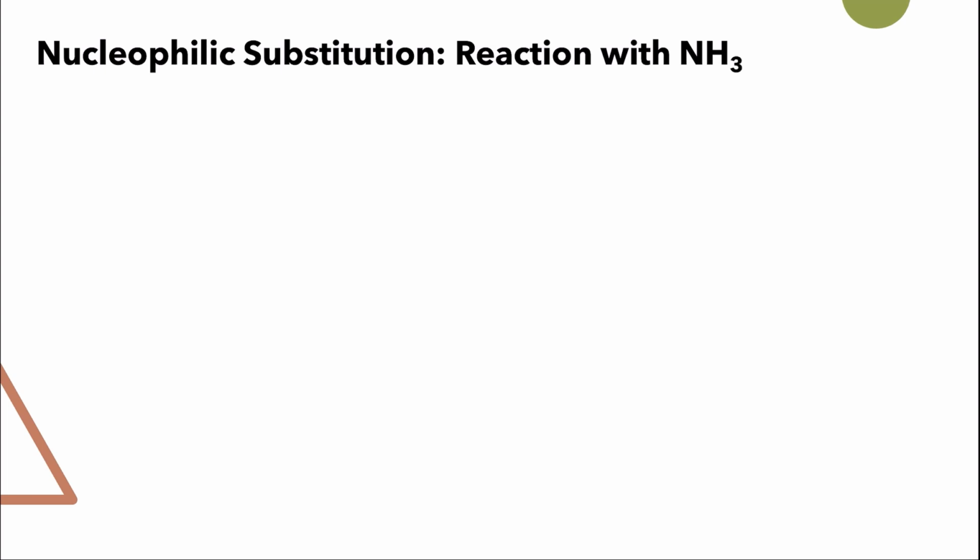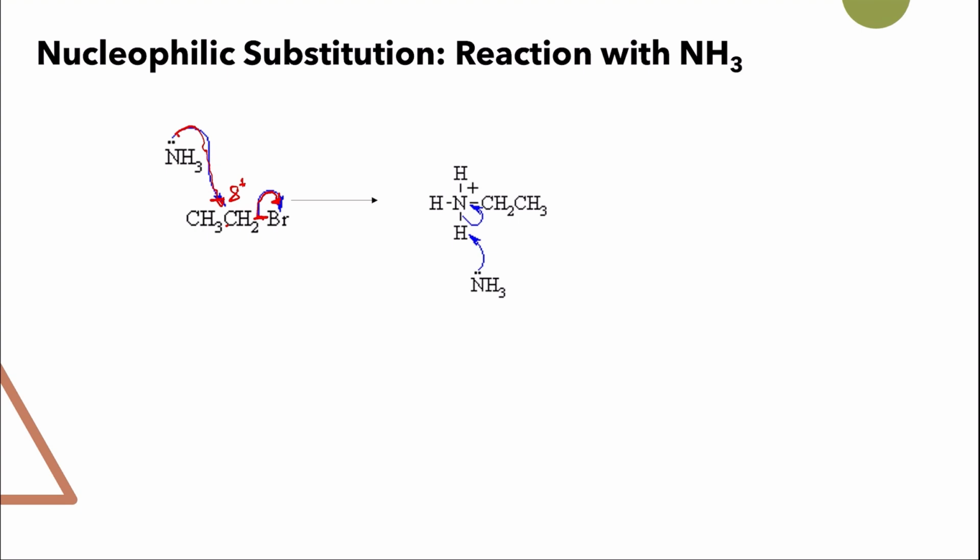The reaction with ammonia is a bit different because there is an extra step in this reaction. You can see that ammonia doesn't have a negative charge, but it has a lone pair of electrons, so it can still act as a nucleophile. In the first step, the ammonia's lone pair of electrons will attack the electron deficient carbon, the carbon with the partial positive charge, while, as in all nucleophilic substitution reactions, the bond between the carbon and bromide will break.